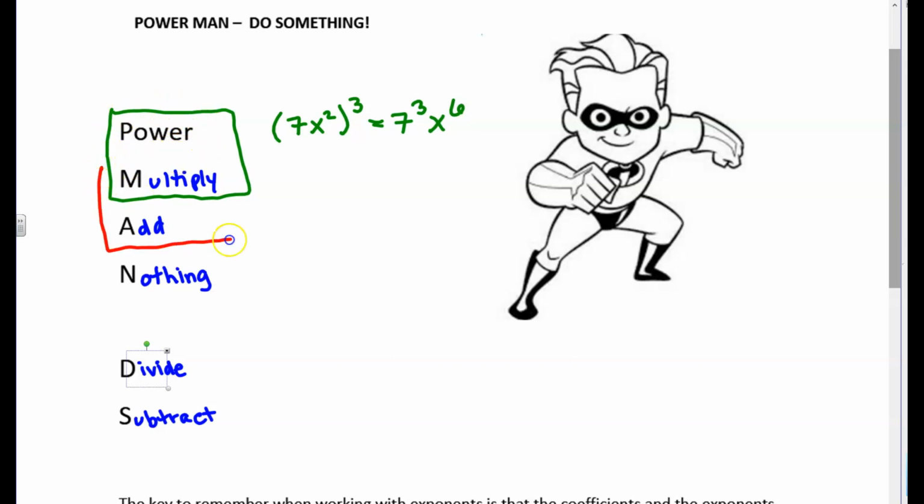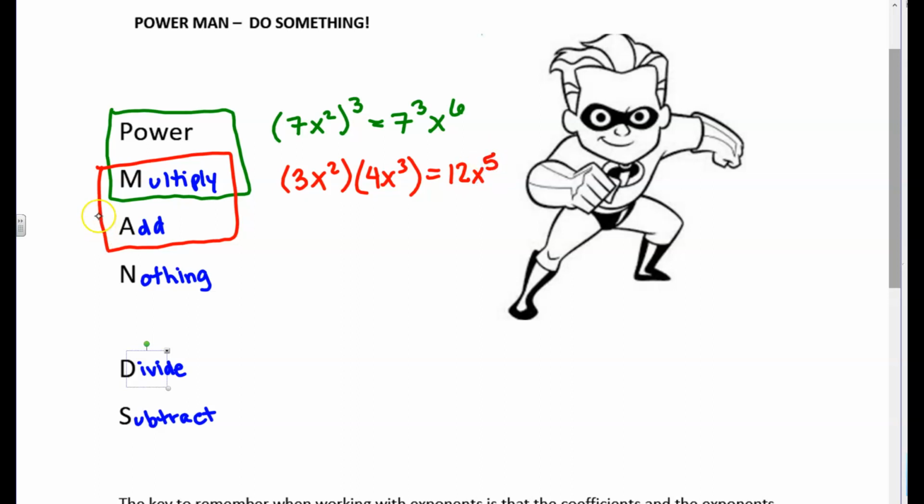Next, when we have a multiplication problem, we're going to add our exponents and multiply our coefficients. So this would be like if I had 3x squared times 4x cubed. What I would do, I would multiply my coefficients, 3 times 4 is 12, and then add my exponents. I'd get x to the 5th.